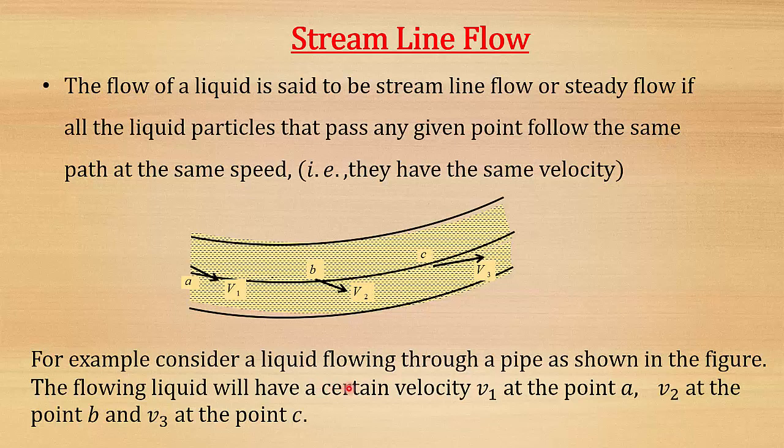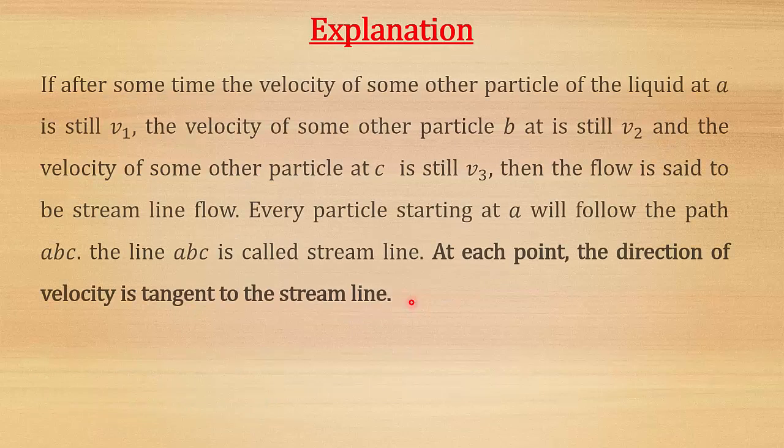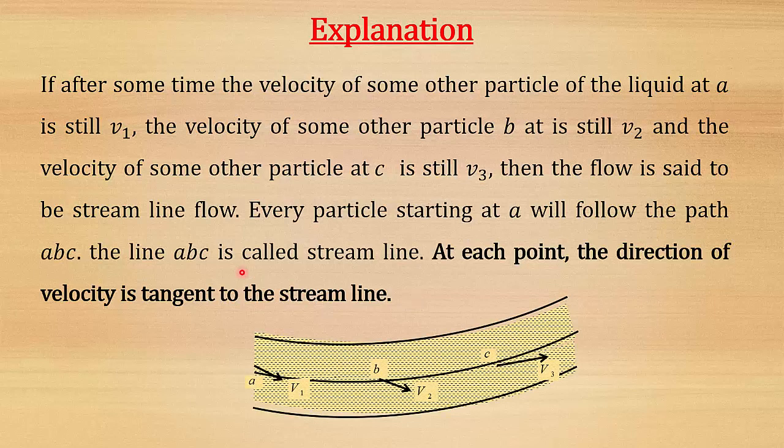For example, consider liquid flowing through the pipe as shown in this figure. You can observe this diagram. The flowing liquid will have a certain velocity V1 at point A, V2 at point B, V3 at point C and so on. Suppose after some time the velocity of some other particle of the liquid at A is still V1, at point B the velocity is again V2, at point C again the velocity is V3. There is no change in the values. Then the fluid is said to be in streamline flow.